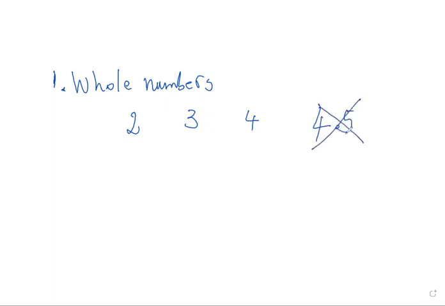Hi, in this video, we're going to learn the first topic in arithmetic, which is whole numbers. So whole numbers are just numbers without a point, like 2, 3, 4, numbers that we use to count. For example, 4.5 is not a whole number.